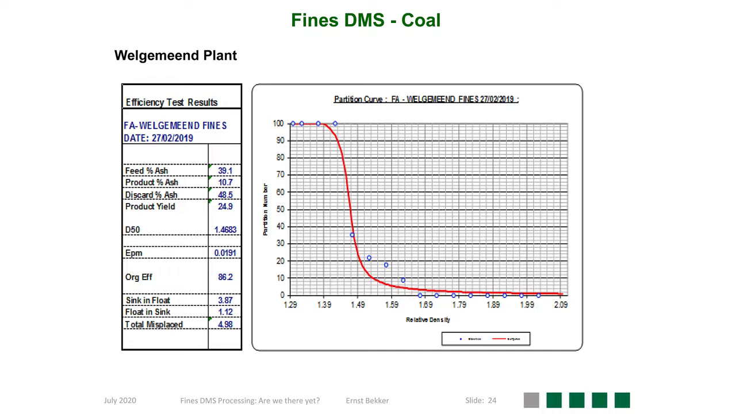The results obtained on this plant also indicated EPM values of 0.019, which is very good. Organic efficiency 86.2%. So in this actual operation, the results obtained indicate that there is scope for fines dense media separation.